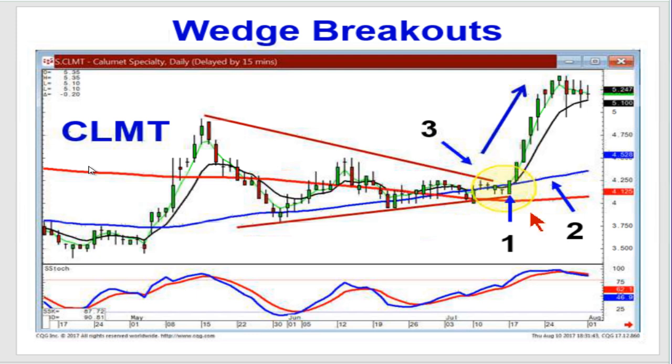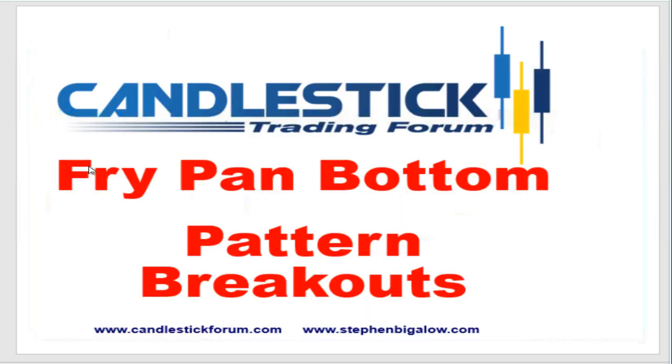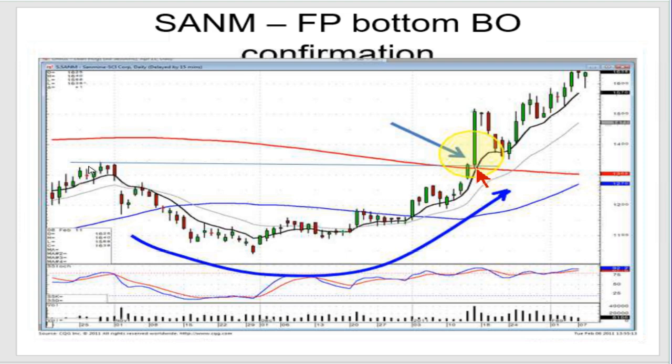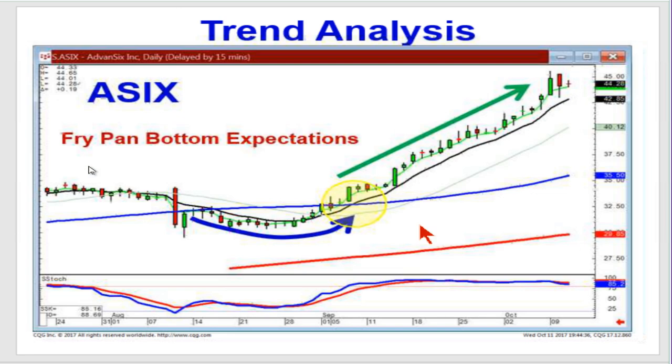So if I can count 1, 2, 3, 4 different reasons to be buying this, that just improves the probability. Same thing with pattern breakouts. If I can see a fry pan bottom and it's breaking out through a major moving average, that's telling me two things. One, it's breaking out of our fry pan bottom, and two, where everybody else is watching, it shows you the 200 is not acting as resistance anymore. It confirms your pattern breakout.